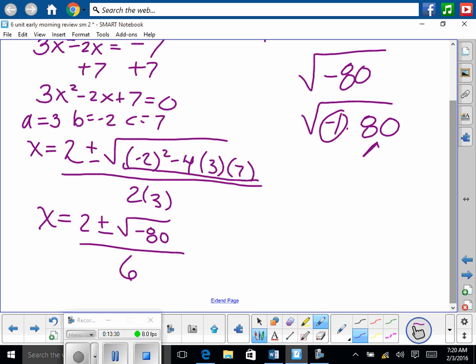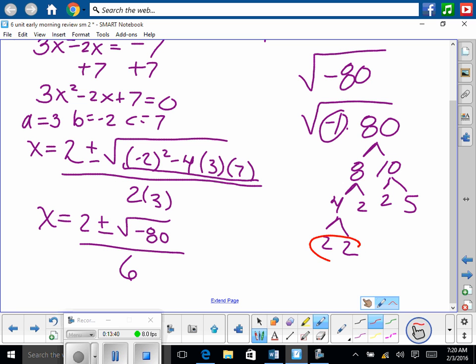And then we'll break down 80, 8 times 10. 8 breaks down into 4 and 2. This breaks down into 2 and 5. And this breaks down into 2 and 2. So pulling out groups of 2, right? So there's 2 2's. So we'll pull out a 2 times 2, right?